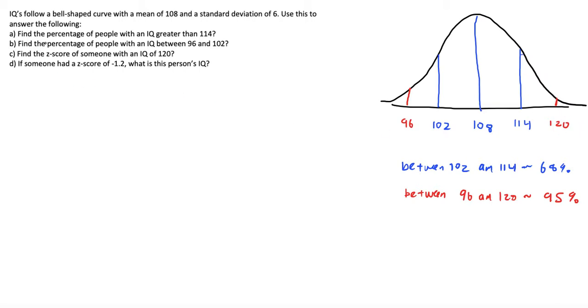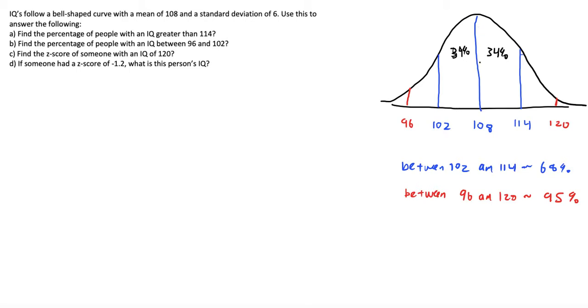Okay, so let's see, what percent of people have an IQ greater than 114? Okay, well, let's think about this, right? This is the middle 68%. So this has to be 34% here. This has to be 34%. This has to be 34%. Okay? But let's think about this. This is the midway point, right? This is the mean. It's also the median. So this is the 50% mark, right?